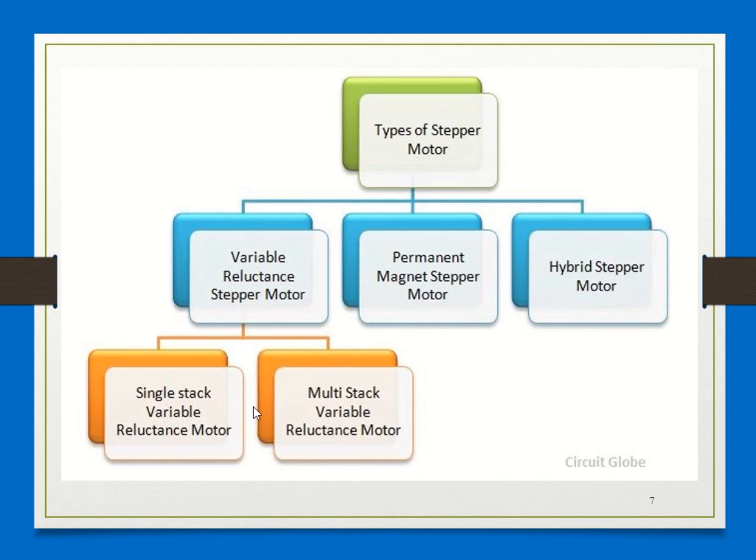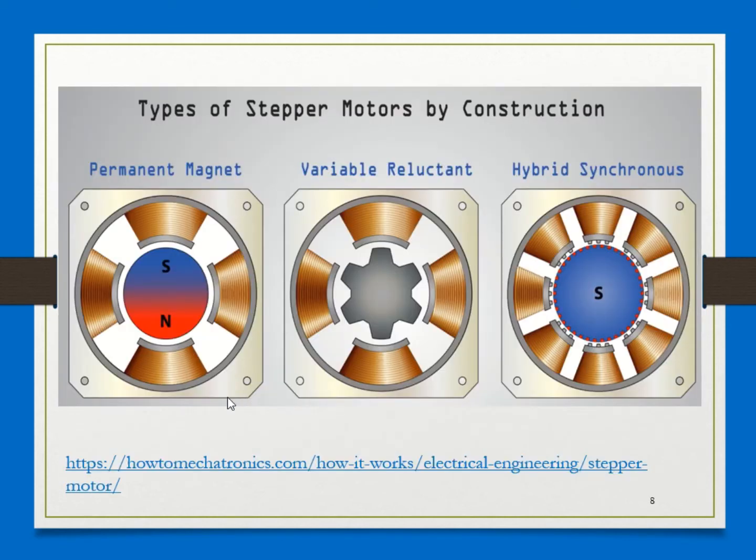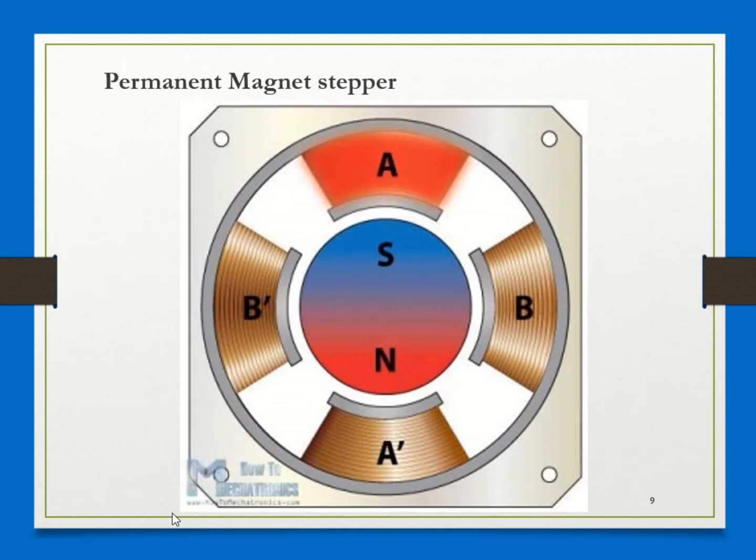So the popular or the common stepper motor has 4 stator windings, and this type of stepper motor is commonly referred to as the 4-phase or unipolar stepper motor. So that is the permanent magnet stepper motor. So I've provided the link here. You can go to this link and learn more about construction and its working. So I'll just brief the different constructions here.